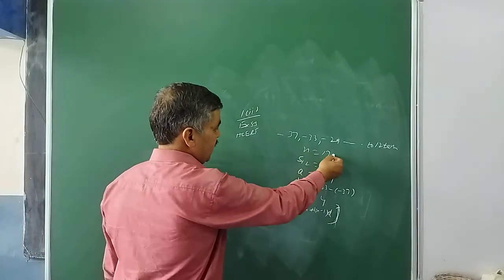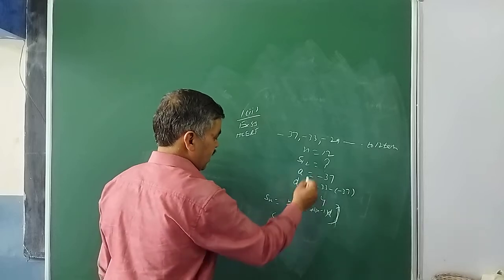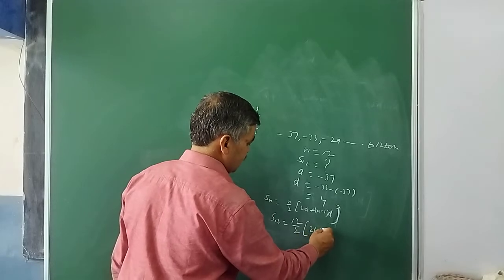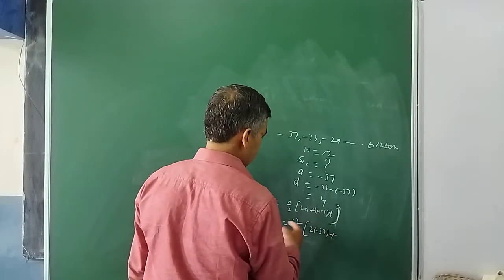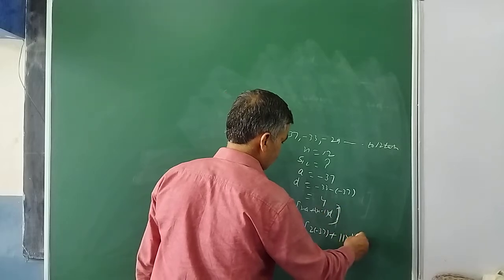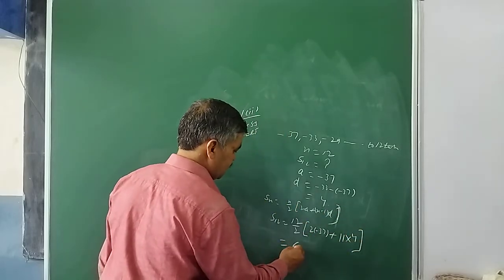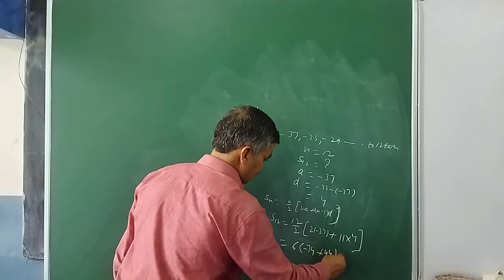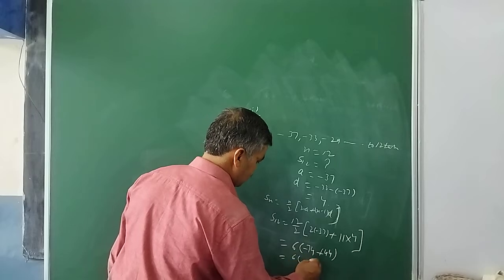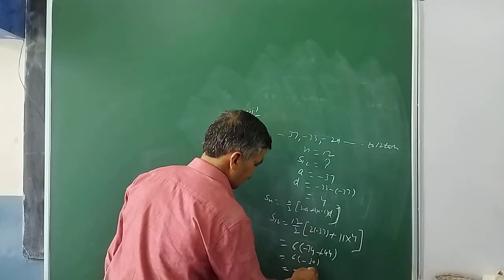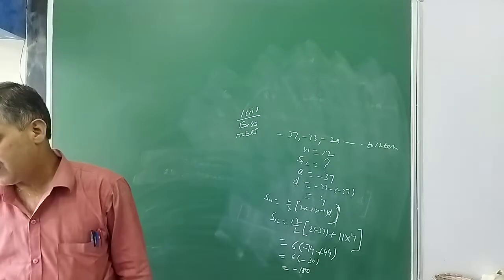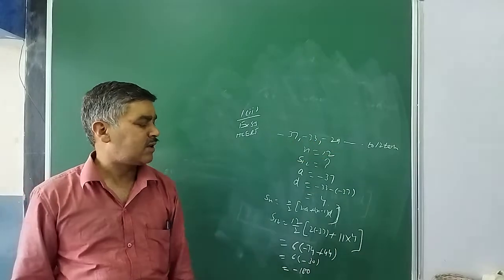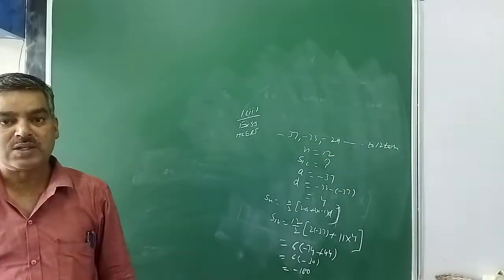Now, very simple, n is 12, so 12 upon 2, 2a is 2 into minus 37, plus n minus 1 means 12 minus 1, 11, d is 4. So just put it here, this is 6 into minus 74 plus 44, 6 into minus 30, so minus 180. Minus 180 will be the sum of these 12 terms. As the terms are in minus sign, you can check your answer also.